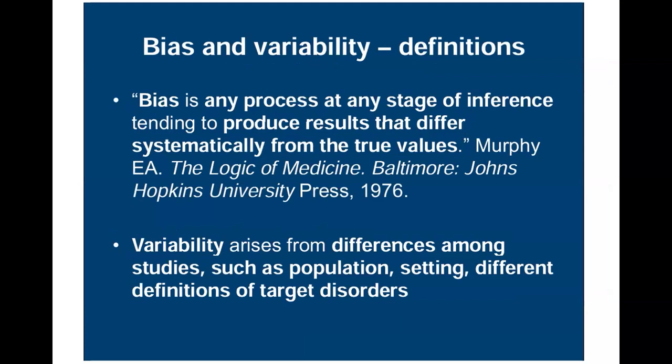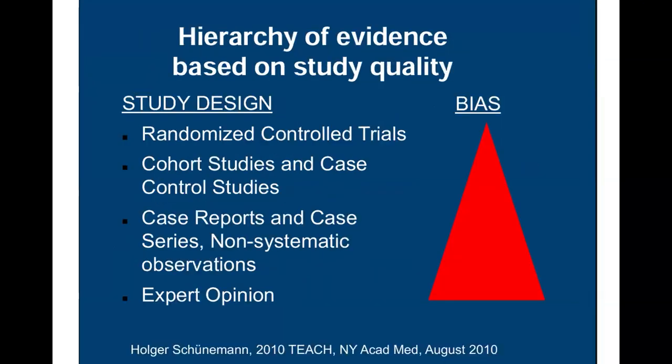So bias and variability and definitions. Bias, that is any process at any stage of inference tending to produce results that differ systematically from the true values. Variability arises from differences among studies such as population, setting, different definitions of target disorders. So maybe the population is different, the setting may be different among the studies, different definitions of target disorders. So those are the causes of the variabilities. Next slide.